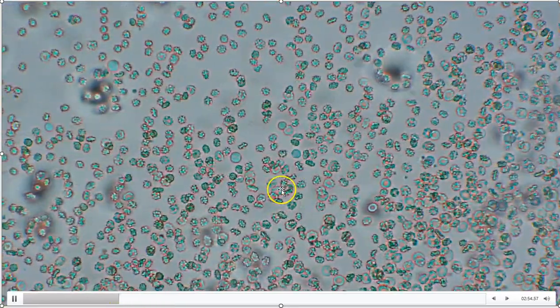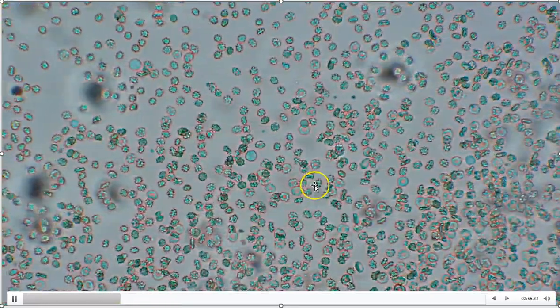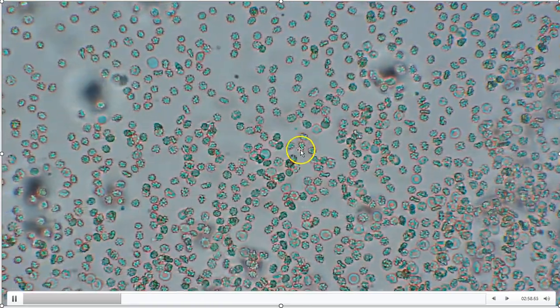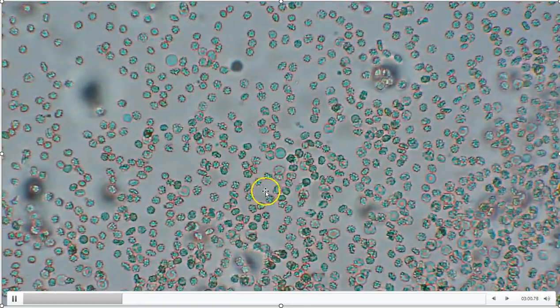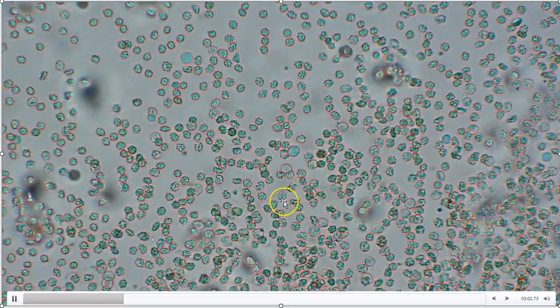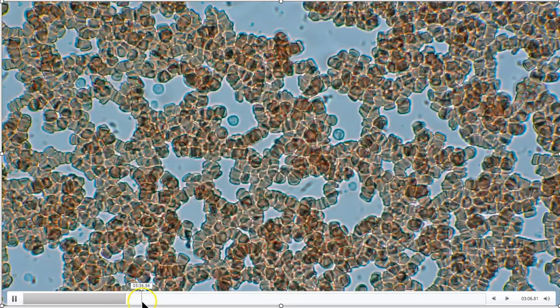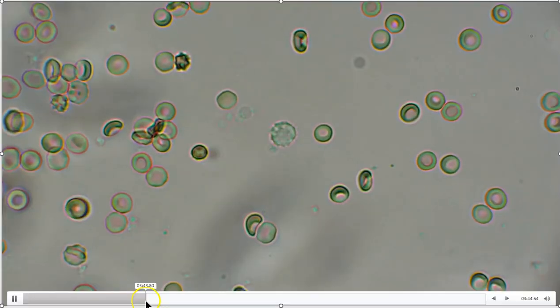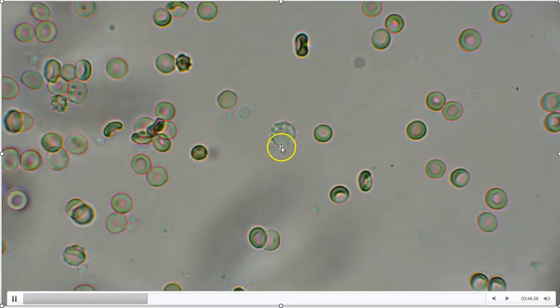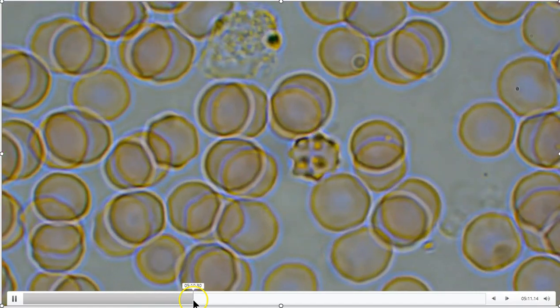Now the odd shapes, the kind of spiky appearance of some of these red blood cells, has to do with some chemicals on the slide itself causing the red blood cells to change their shape a little bit. All right, here we have a white blood cell, and we're going to fast forward a little bit.